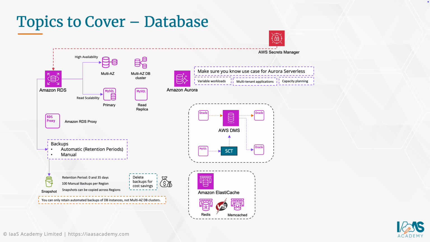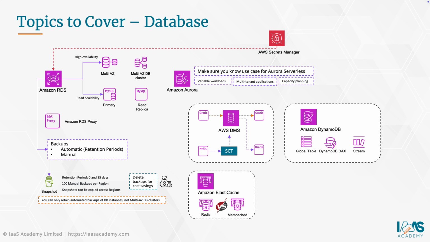ElastiCache. ElastiCache is an in-memory caching service that gives you access to two in-memory caching engines, Redis and Memcached. Redis is for more complex data structures, Memcached for more simple ones. Make sure you read the key differences in the AWS documentation between Redis and Memcached before you enter that exam room.